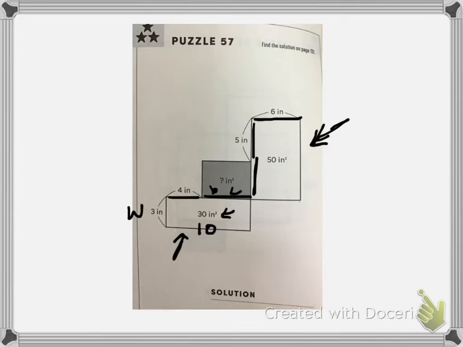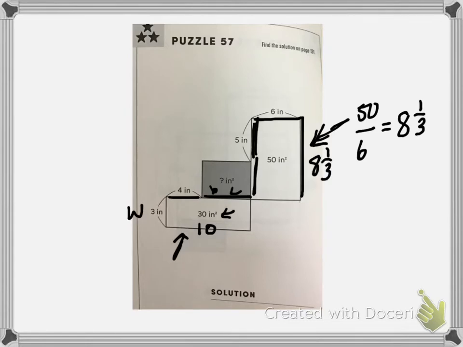So to find the width of this piece, we're going to take the area of 50 and divide it by the length of 6. And that's going to give us a value of 8 and 2/6, or 8 and 1/3. Right? So this piece here is 8 and 1/3. We know part of it is 5. So if I subtract 5 from 8 and 1/3, we're left with 3 and 1/3. So this piece here is 3 and 1/3.